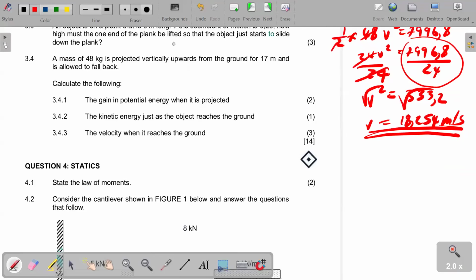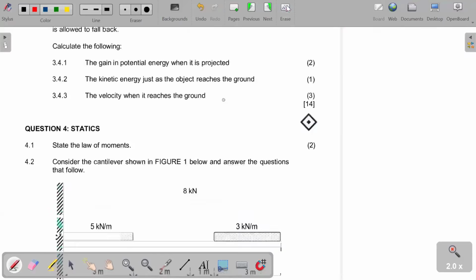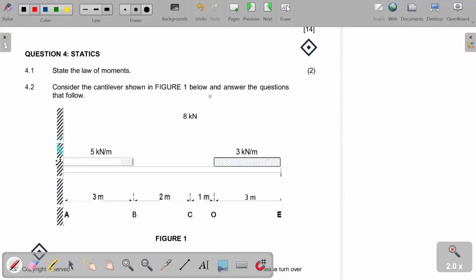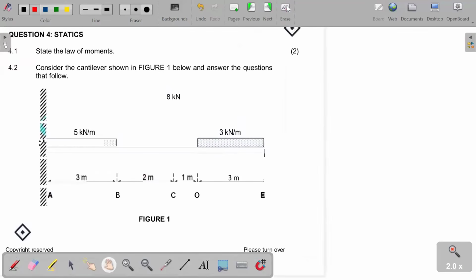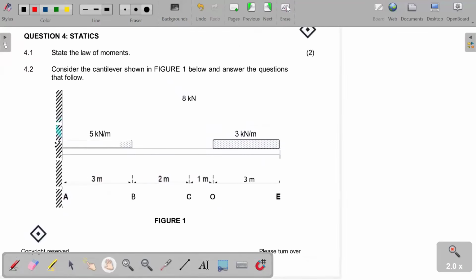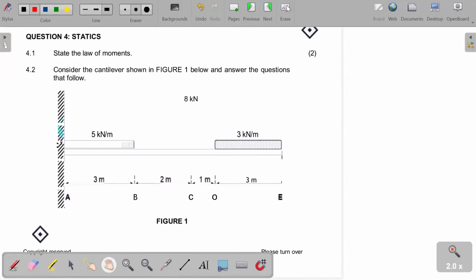Question 4 is saying state the law of moments. It simply states that the sum of clockwise moments about any point is equal to the sum of the anti-clockwise moments about the same point. That's the law of moments. Going on to question 4.2. Consider the cantilever shown in Fig 1 below. Answer the questions that follow.